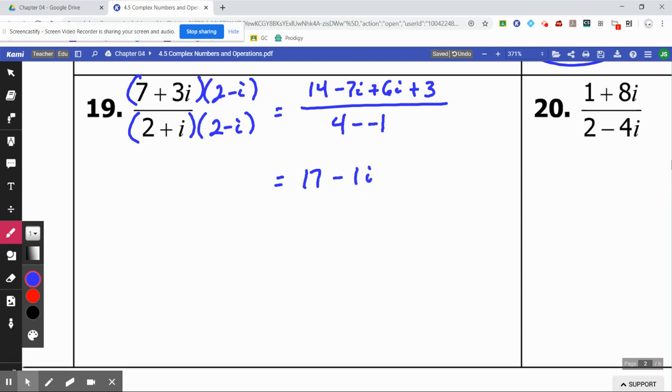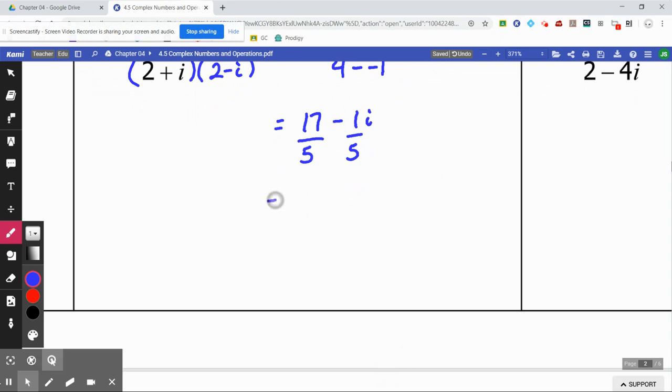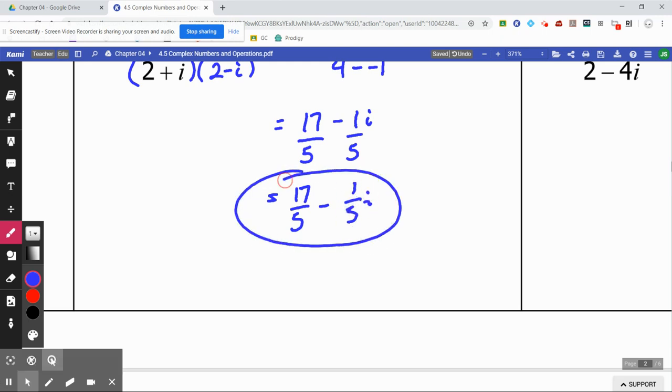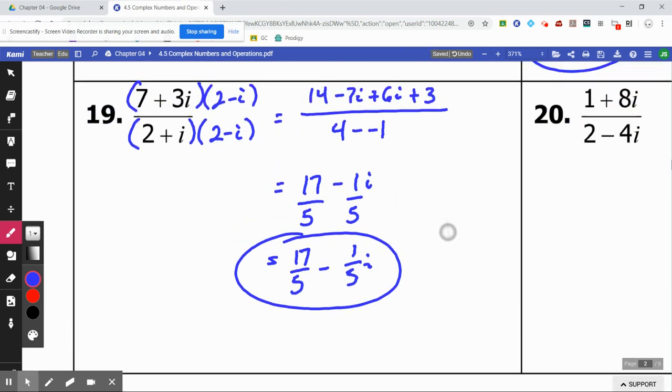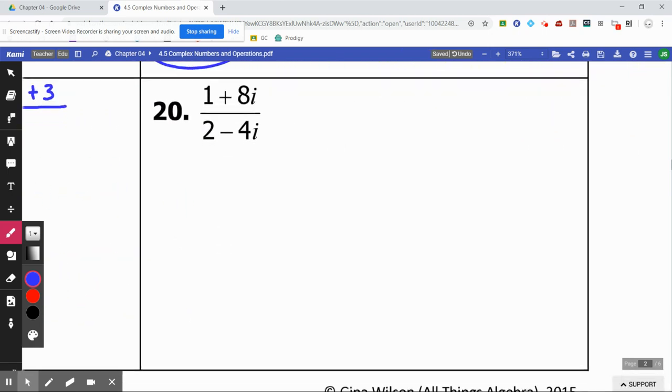On bottom, you have 5. And if you would like to go ahead and split it as you write it down, you can. And that will not reduce. So your final answer is 17/5 minus, I like it as 1/5 i. That way you have a number, the real part, or the real coefficient out in front of the i. It just looks better to me.